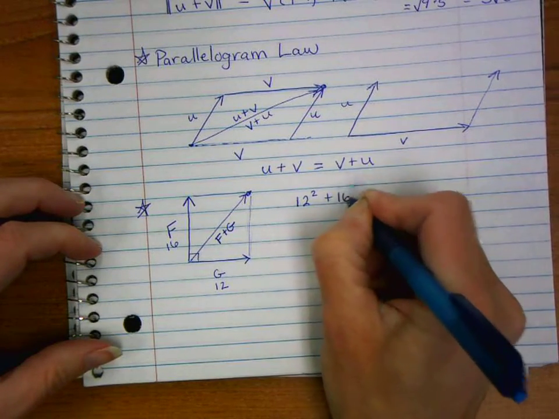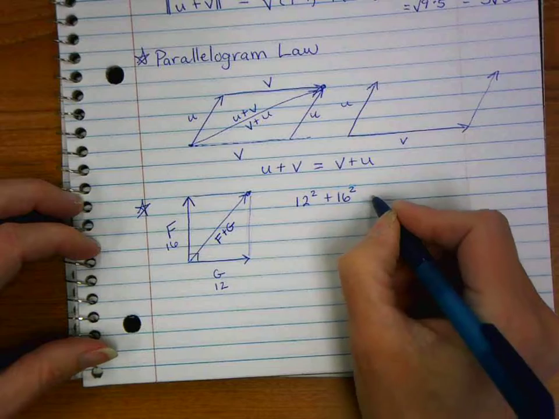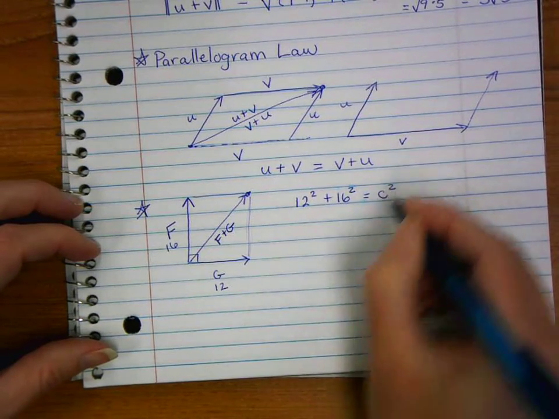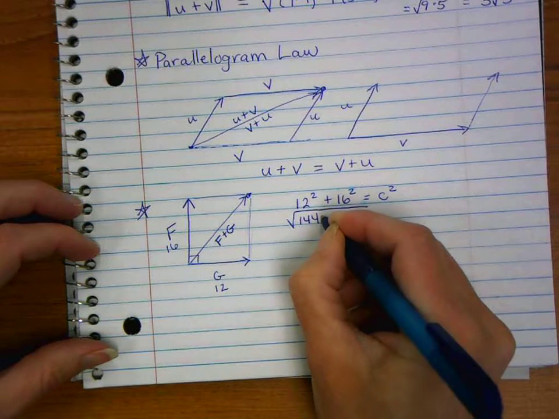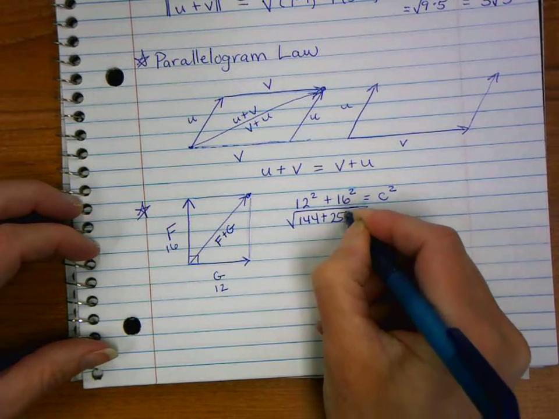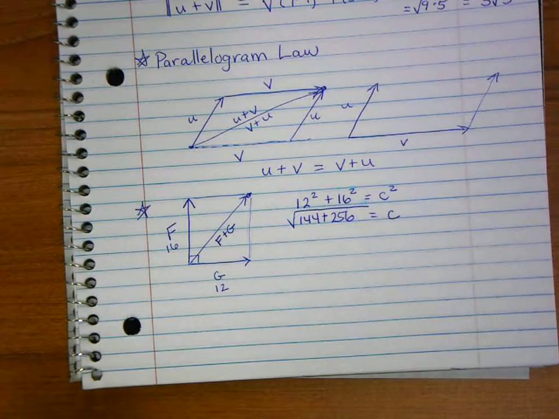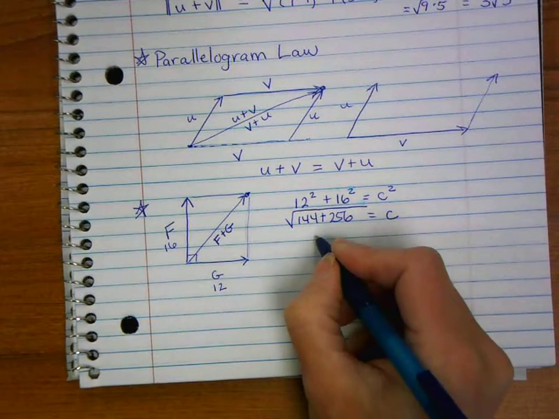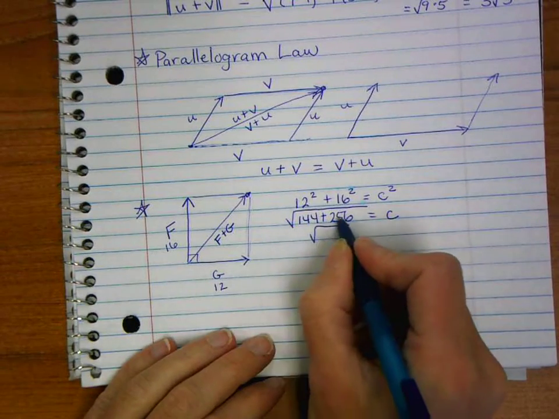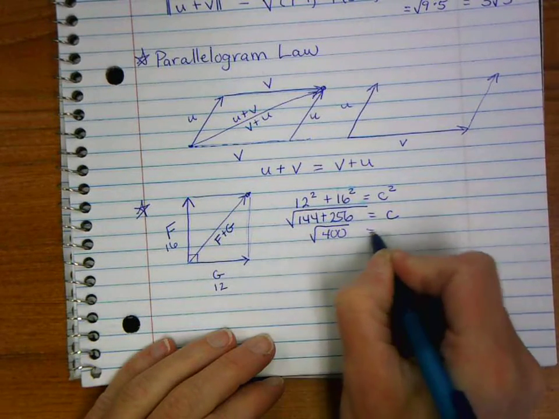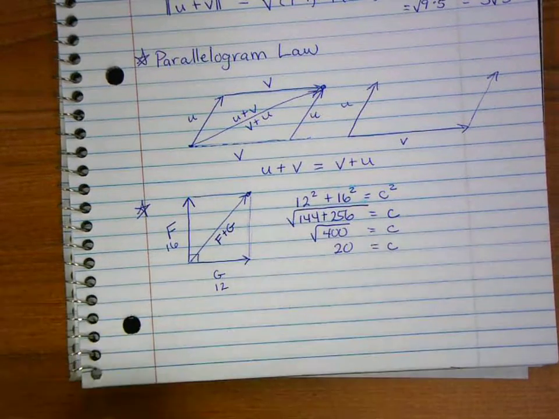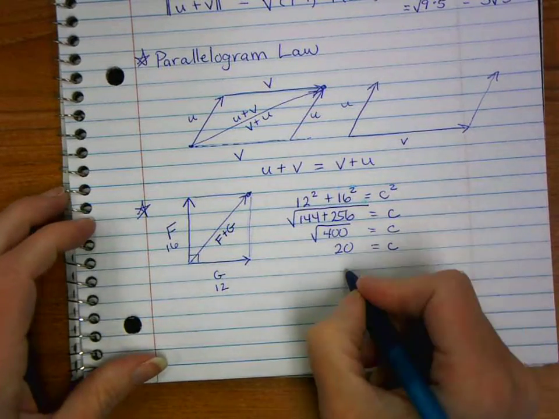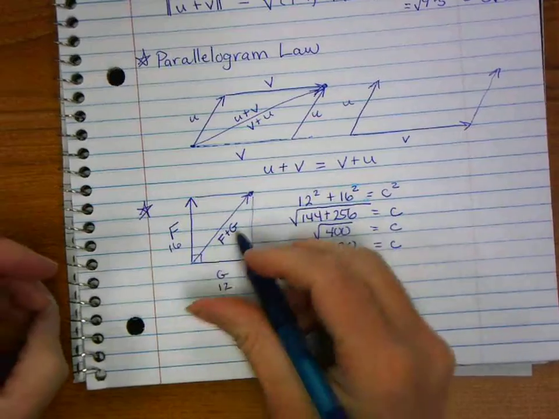12 squared plus 16 squared equals c squared. So I have the square root of 144 plus 256 is equal to c. Let's see, that's the square root of 400. So my resultant vector has a magnitude of 20. All right, so we have a magnitude of 20 for my resultant vector F plus G.